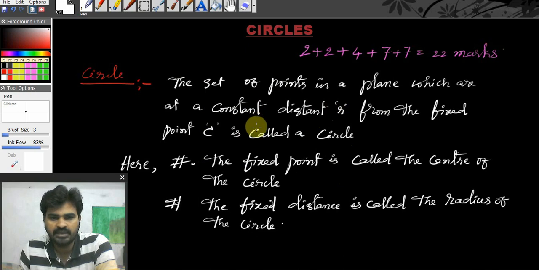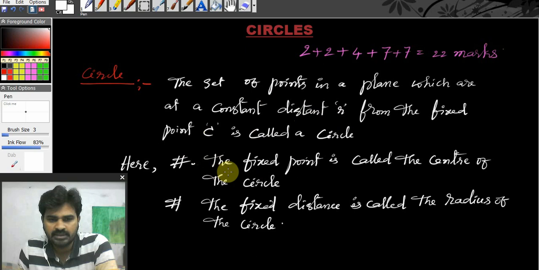So by taking a fixed point and a fixed distance from the fixed point, we can plot the points in a plane from fixed point C, at the distance r units. So we form a path here. That path is called the circle.